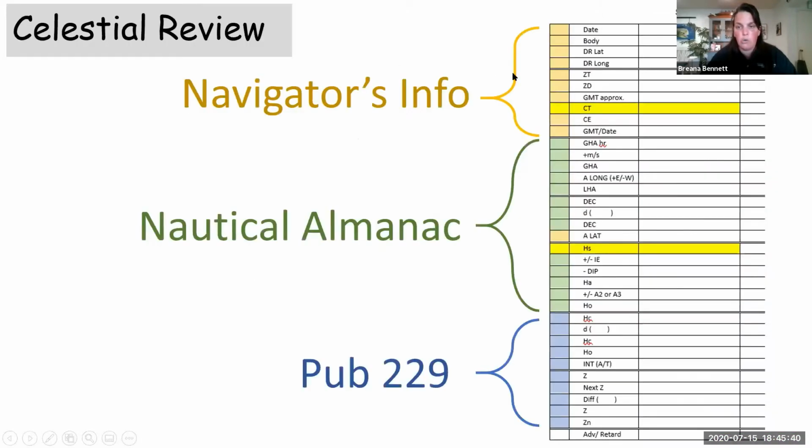Okay, so what is all in this sight reduction form? The first part, I put a little yellow next to, is the navigator's information. The second part is the nautical almanac. That's what we're going into today. And then the third part is Pub 229. That's what we're going to go into week 4.